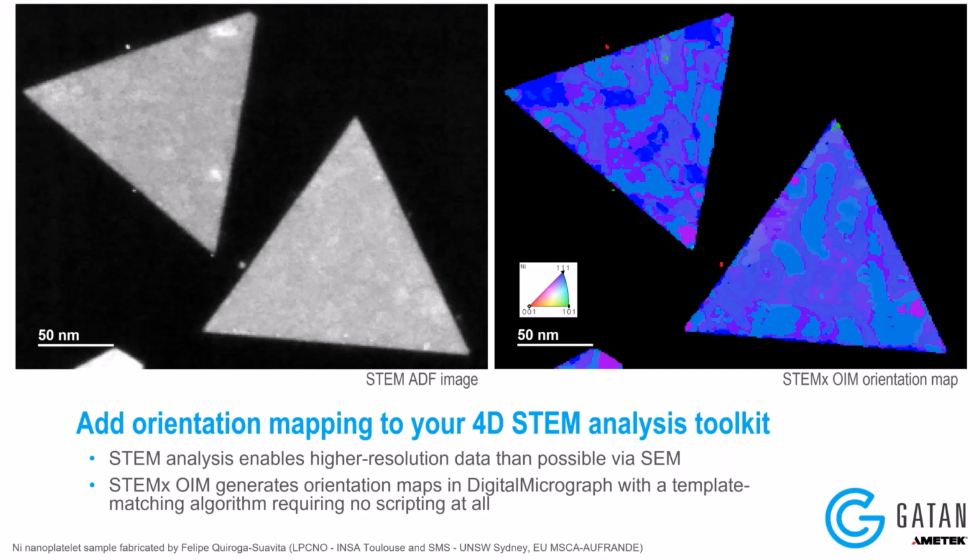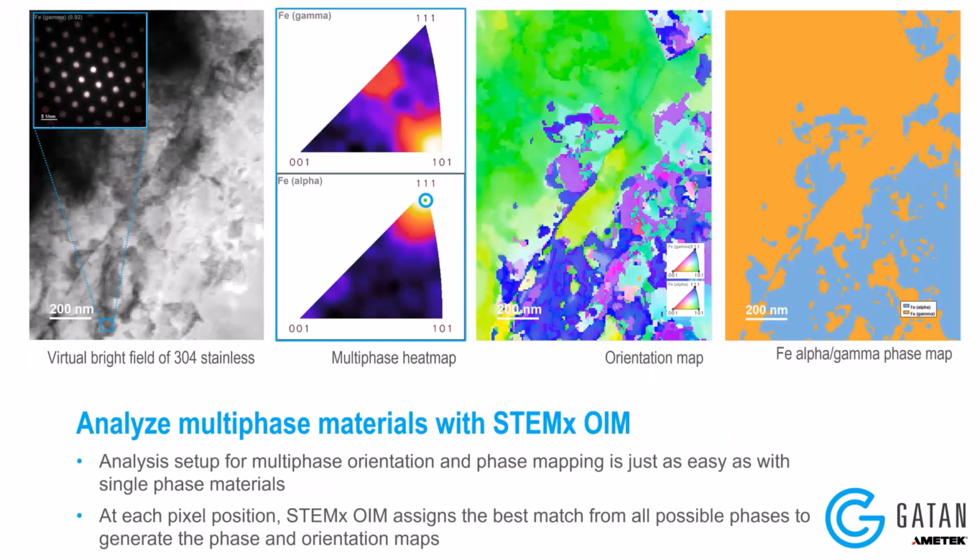Something I'd like to point out very quickly is that here you can see some particles of nickel that didn't quite form into this nickel nanoplatelet type of shape, but we can still see them with the STEM, and we can still index them with the STEM as well. So it's a nice example of the spatial resolution that's possible through 4D STEM data analysis and orientation mapping with STEMx OIM.